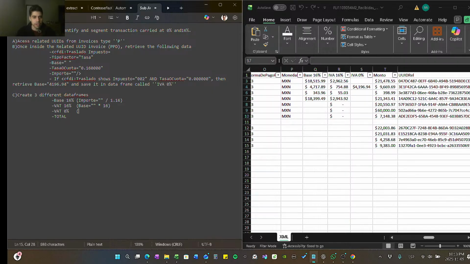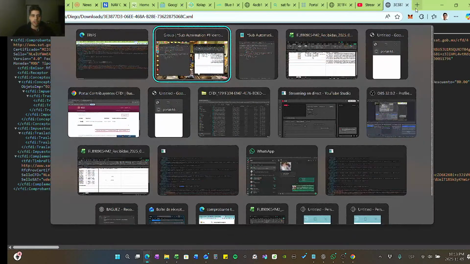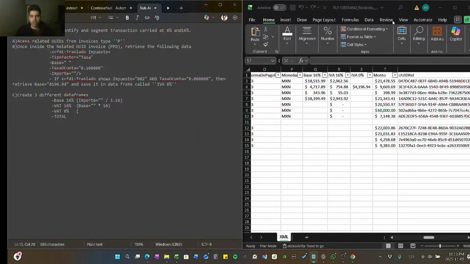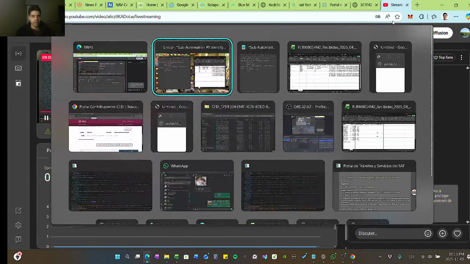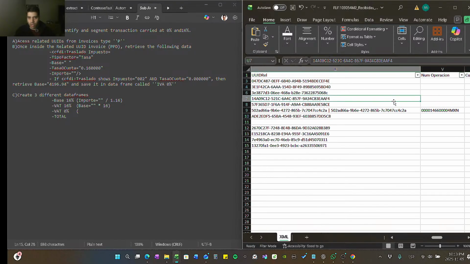VAT 0% needs to be, well, I will come back to that in a later invoice because this specific invoice does not have any 0% VAT. So I can confidently close this one right here and this one right here as well. And then I can keep going. So I already did what I needed to do, and then I will go and inspect the next one.